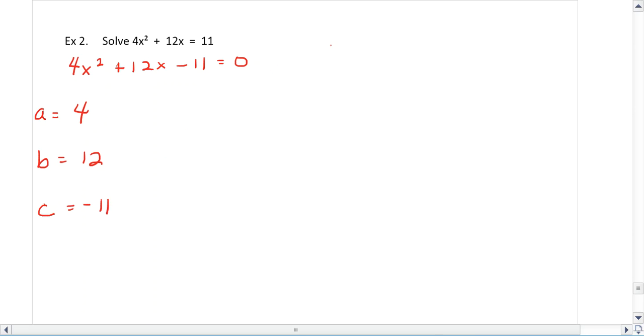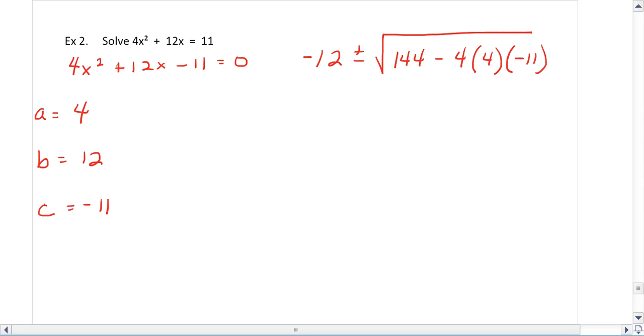So plugging them into the quadratic formula, minus b becomes minus 12, plus or minus the square root of b squared, 12 squared is 144, minus 4 times a, which is 4, and c, which is negative 11. And this is all over 2a. 2 times 4 is 8. So now again we have to simplify it. Let's focus underneath the radical sign here.